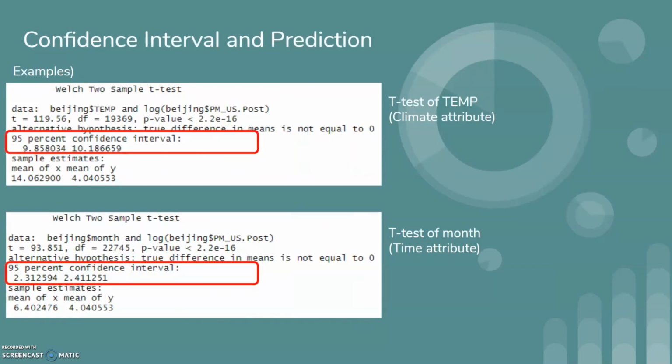Since we also wanted to check the confidence intervals, we ran the t-tests for each single predictor variable. For example, we were 95% confident that the mean of the temperature variable is in the interval around 9.858 to 10.187. Also, we are 95% confident that the mean of the month variable is in the interval around 2.313 to 2.411.